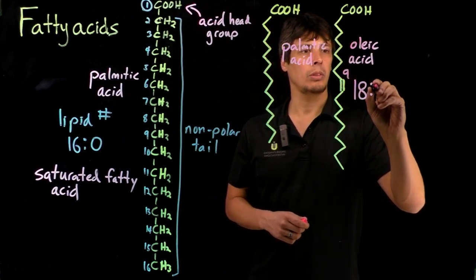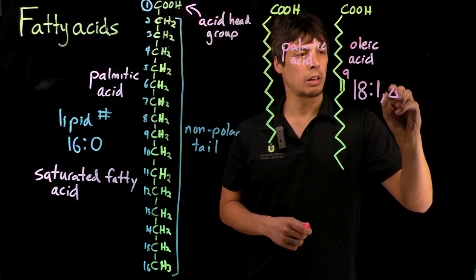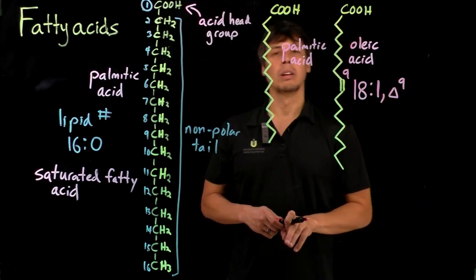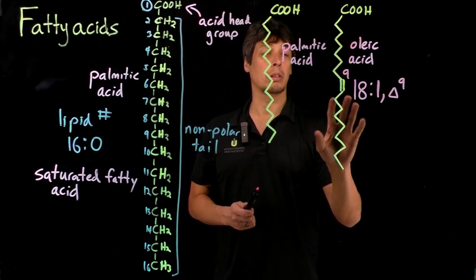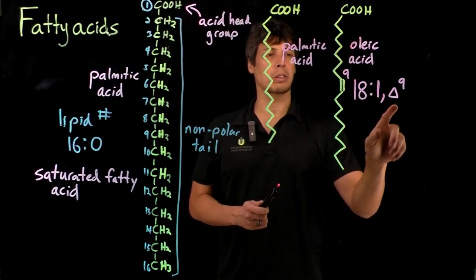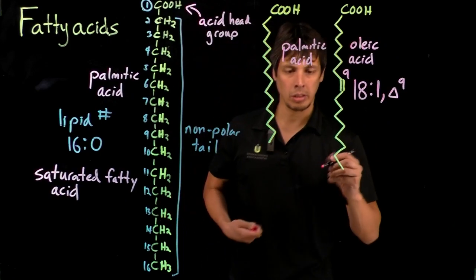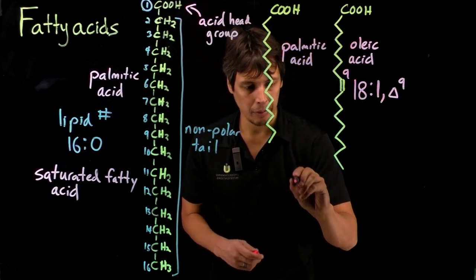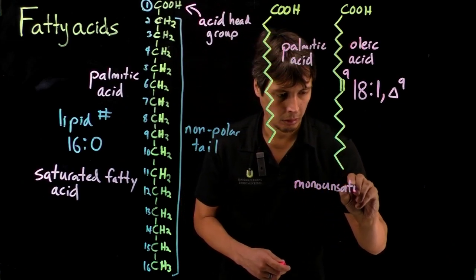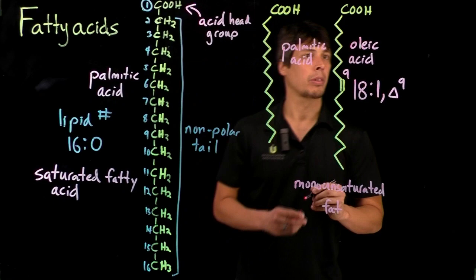So we say 1 for the number of unsaturations, comma, delta superscript 9. And so that indicates that the lipid number for this fatty acid has 18 carbons, 1 unsaturation that starts at the 9 carbon, delta 9. Okay? And so this is a monounsaturated fat.